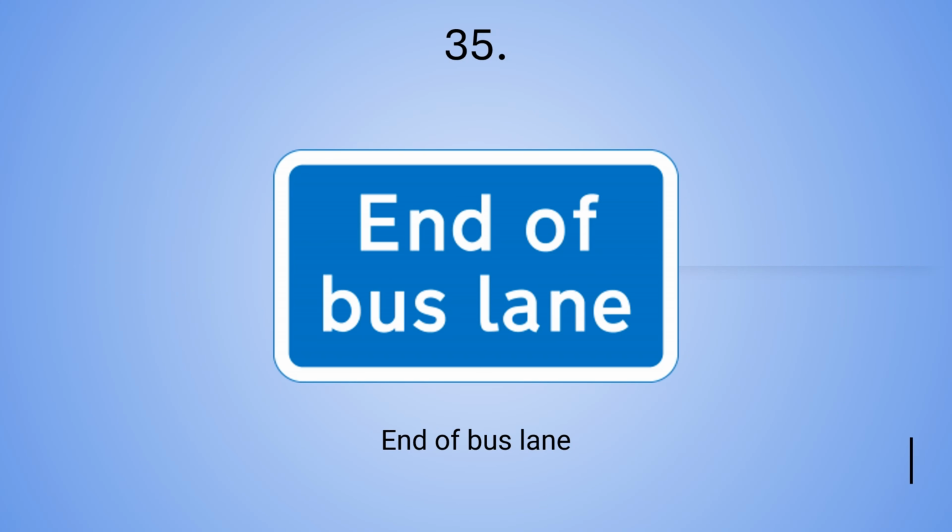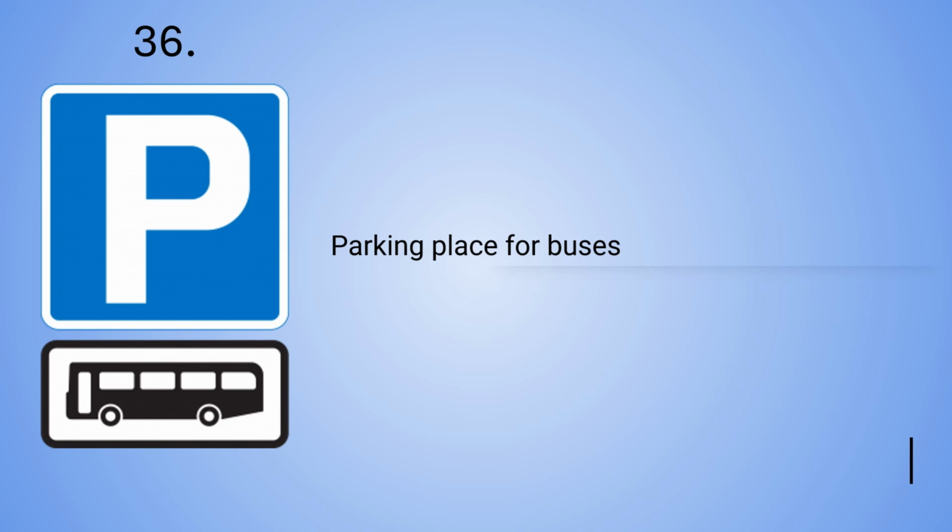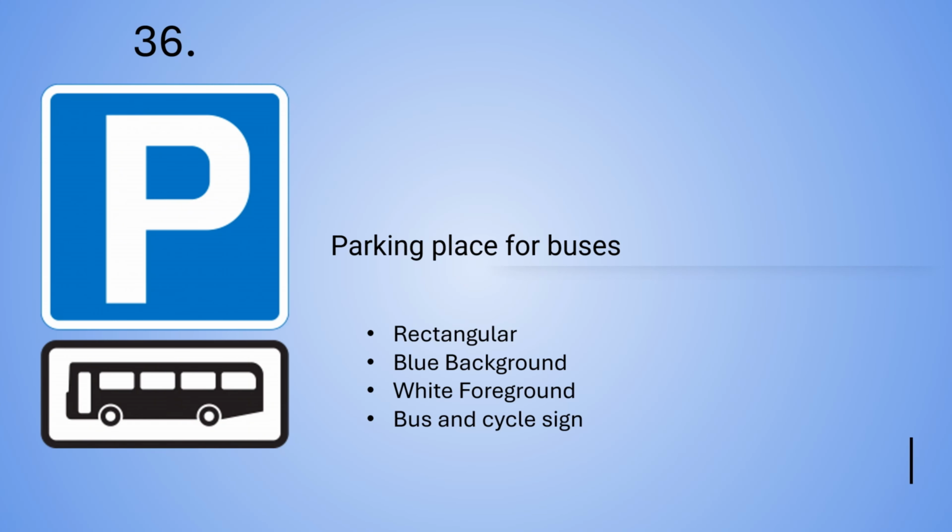Sign number 35 means end of bus lane. This sign is also rectangular on a blue background, a white foreground, and it's a bus and cycle sign. Sign number 36 means that this is a parking place for buses. The sign is rectangular on a blue background with a white foreground, and it's a bus and cycle sign.